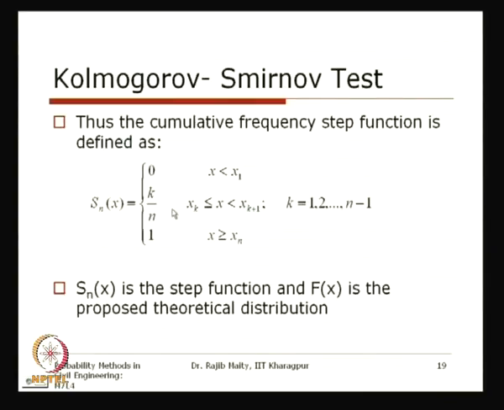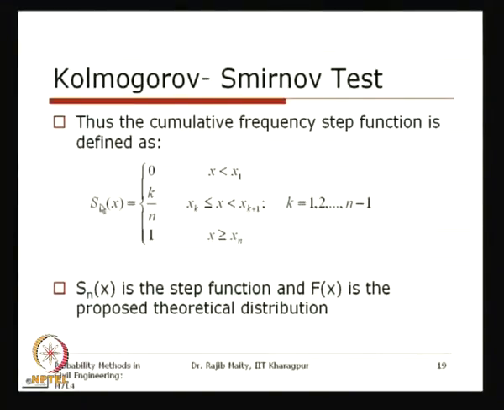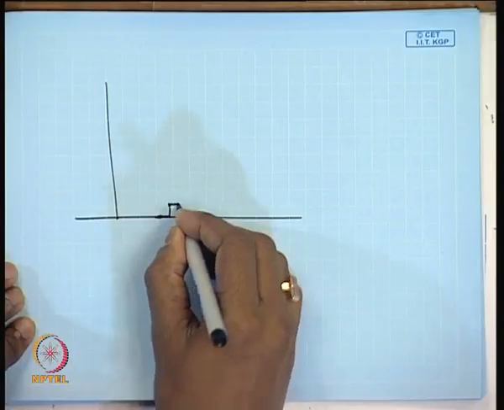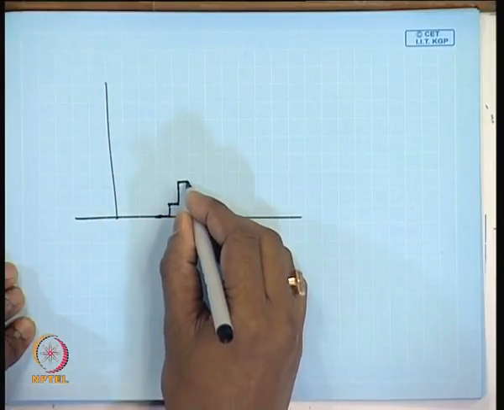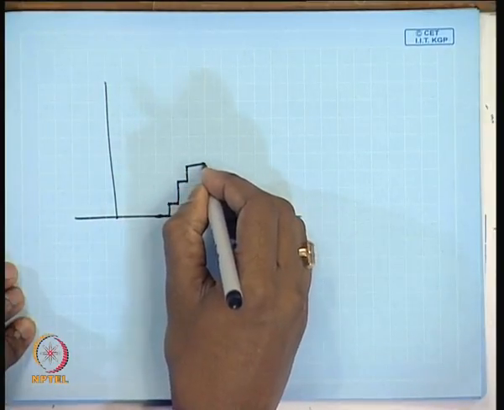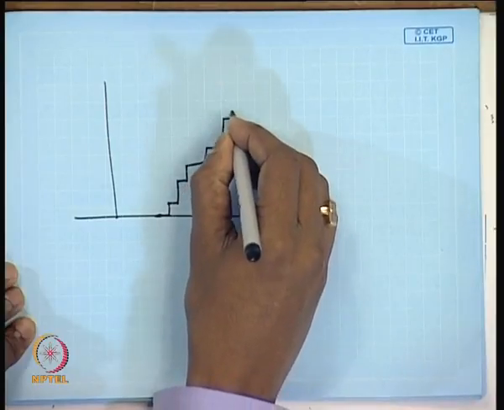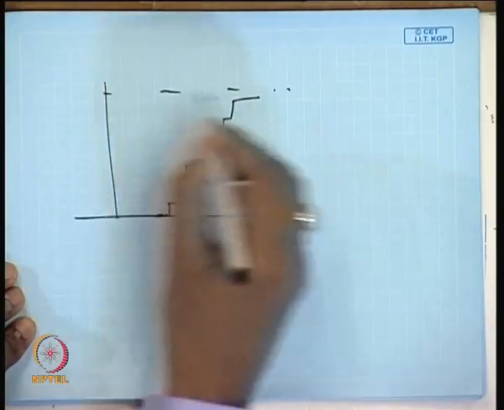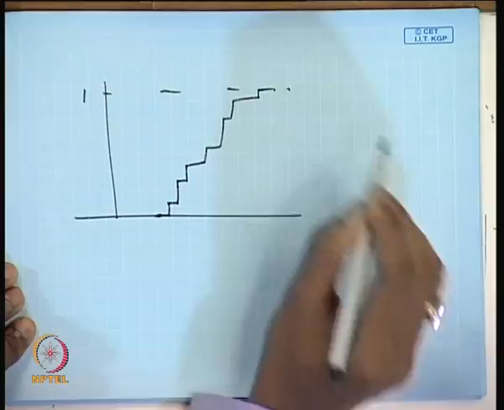Obviously, as you can see, Sn will start from a value of 0, and at some point it will increase, and then again from the next point it will increase. Like this it will go, sometimes going flat, and in this way it will ultimately attain the value of 1.